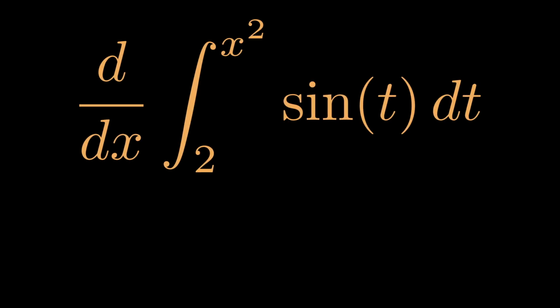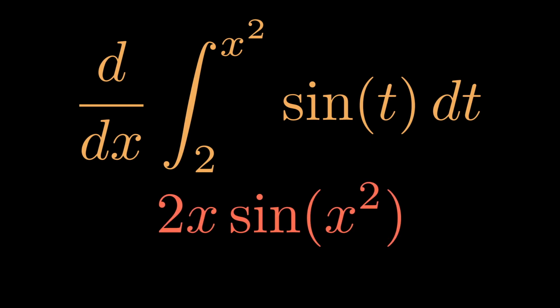So d over dx of the integral from 2 to x squared of sine of t. So what I do is I simply plug in x squared into the sine function to get sine of x squared, times the derivative of x squared, which is 2x. So I get 2x times sine of x squared. Now, if I plug in 2, I get sine of 2, but now when I multiply by the derivative of 2, I get 0. So that means the answer is just 2x times sine of x squared.